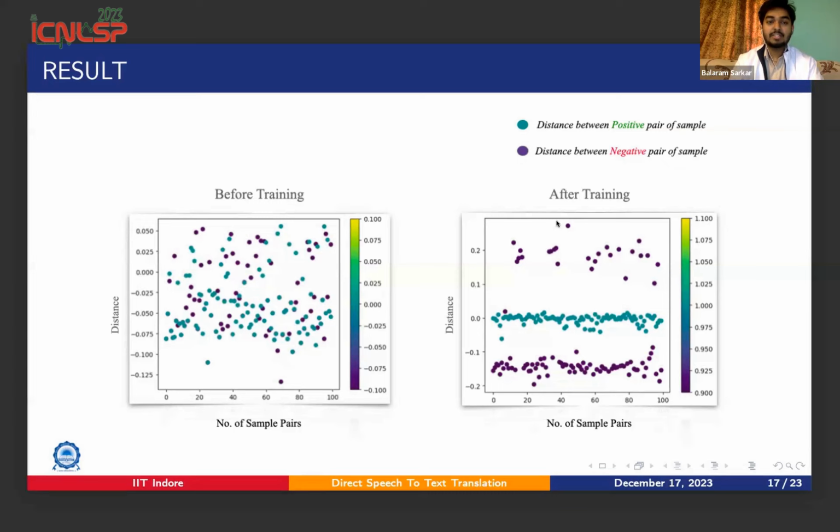Initially, the model was not able to identify which were the positive pairs or the negative pairs. But after the training, it forms different clusters. We can see that the distance between the positive pairs is less and the negative pairs is more. So this shows the effectiveness of the training.